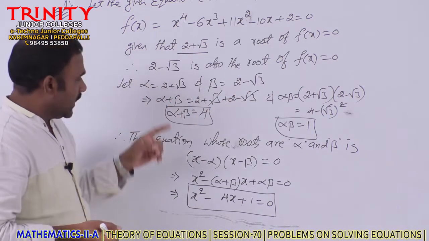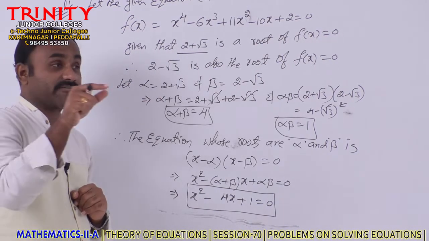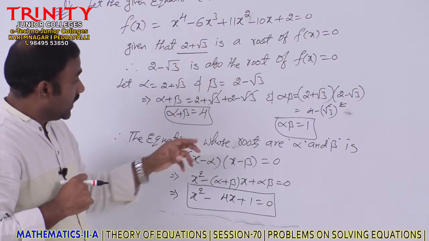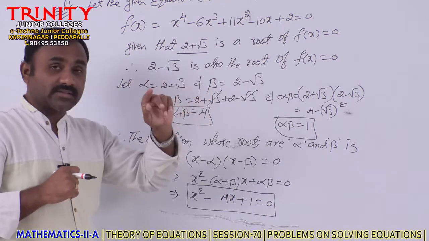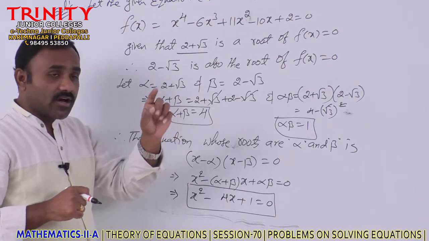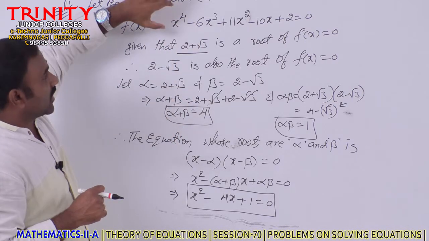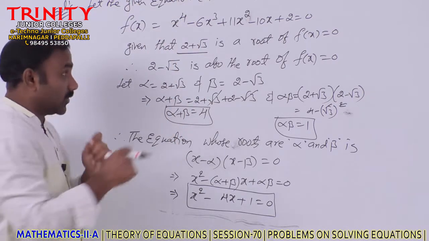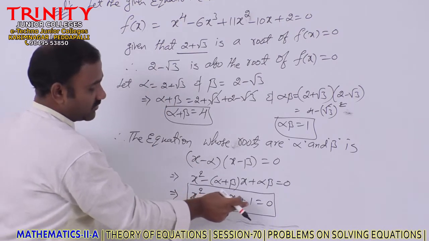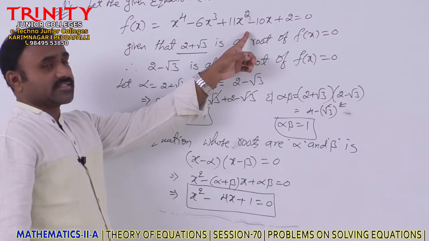If x is equal to alpha is a root, then x minus alpha is a factor of f of x equal to 0. We have already discussed this in the previous classes. If x is equal to beta is a root, then x minus beta is also a factor. Then x minus alpha and x minus beta are the factors, so the product is also a factor of f of x equal to 0. Therefore, x minus alpha into x minus beta, which is x square minus 4x plus 1, is also one of the factors of f of x equal to 0.